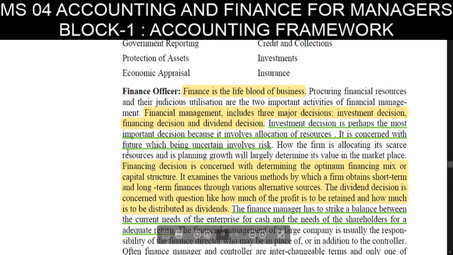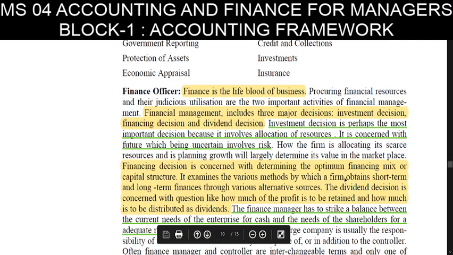It is concerned with the future, which being uncertain involves risk. Investment decision is nothing but where a company invests, in which project the company invests its money, what projects they are going to take. That is called the investment decision. Actually, the first part is the financing decision, the second part is the investment decision. Once the finances are available, only then can they invest in a project.